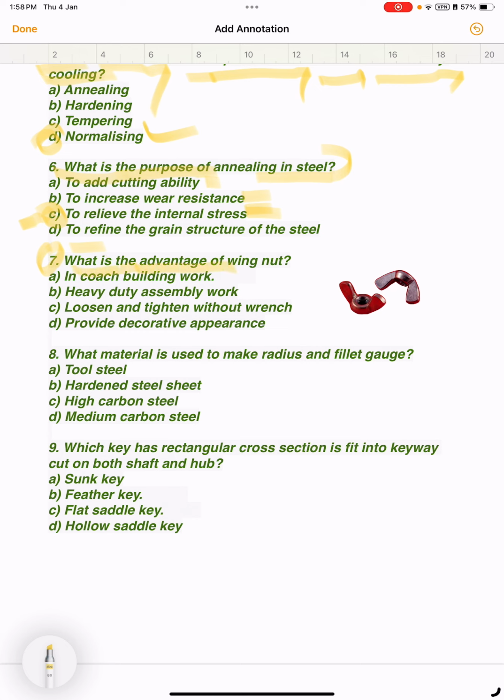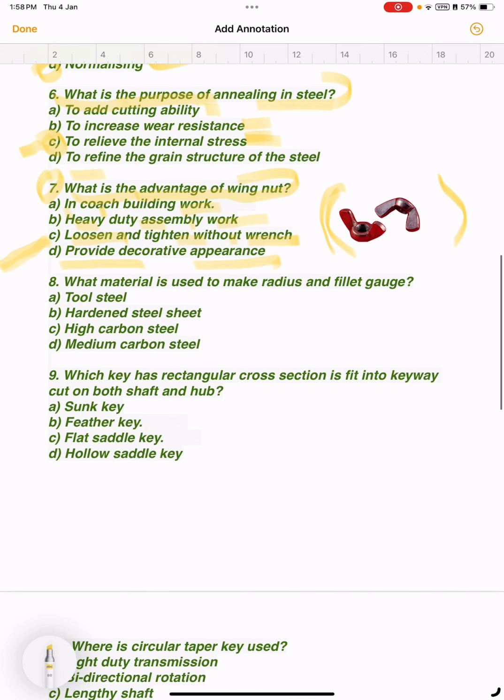What is the advantage of a wing nut? This is a wing nut, used in coach building work and heavy duty assembly work. Options: loosen and tighten without wrench, provide decorative appearance. Loosen and tighten without wrench, it can be done by hand. Answer is loosen and tighten without wrench.